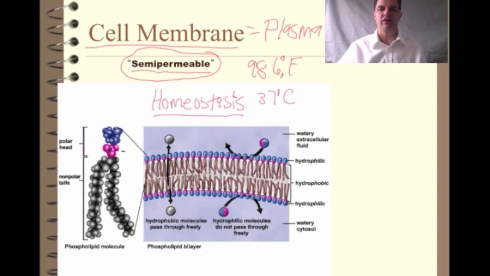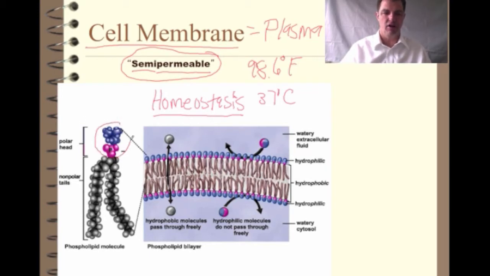You've got to stay in that range, or, as you know, if you get up to 101, 102, you start to feel bad. If it goes too low, like 95, then your cells aren't moving efficiently enough to do the chemical reactions that need to go on in order for you to stay you. So the cell membrane is designed to help regulate homeostasis and what can move in and out of the cell. So we call it semi-permeable.